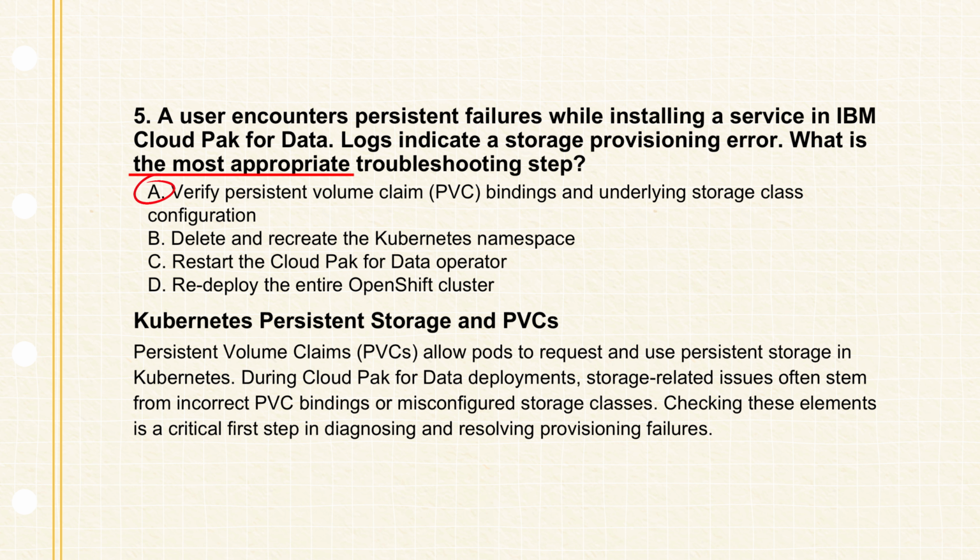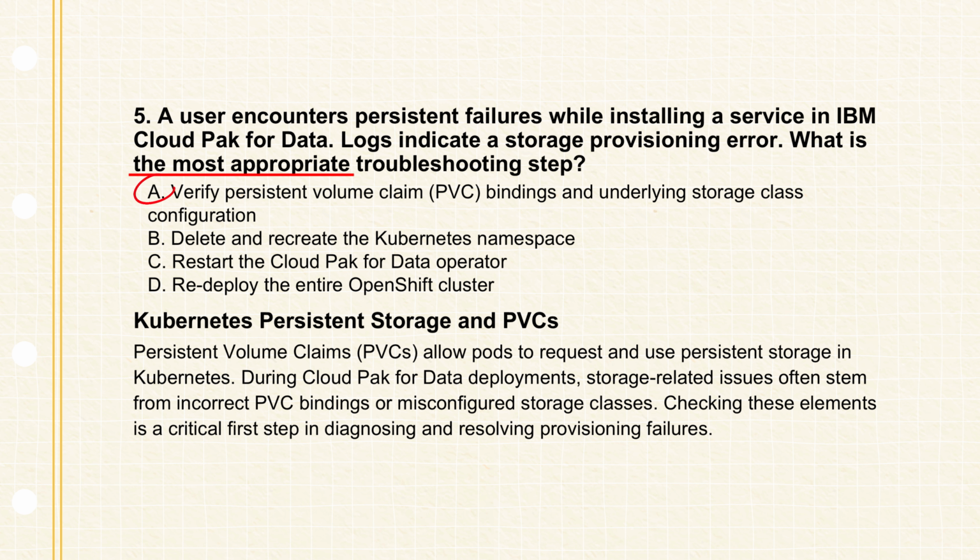Key PVCs and storage classes. Remind us quickly. So a PVC, persistent volume claim, is basically the application saying, I need storage with these characteristics. The storage class defines the type of storage available, like fast SSD or slower block storage. The binding is Kubernetes connecting that request to actual available storage of the right type. So if that connection or the request or the available storage definition is wrong, things fail.